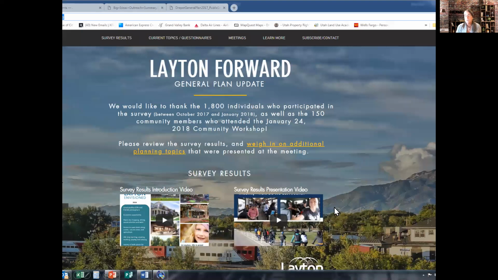These are just some examples of outreach that we had used. This was one on the web with Layton. So pretty good, you know, they got 1,800 individuals. They ran this general plan visioning input from October to January, quite a few months. There are different ways to do it. I don't think there's any magic bullet. I think this is one great tool for you to try to get some input and have survey results.